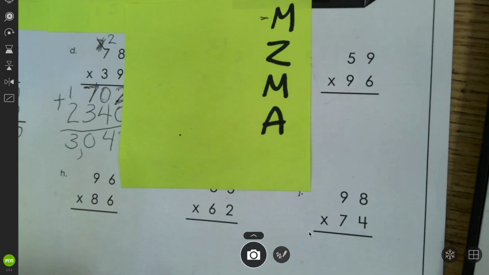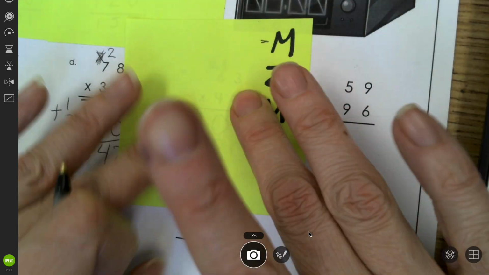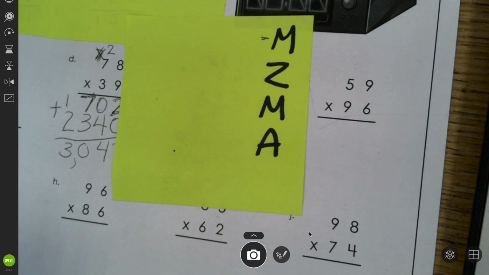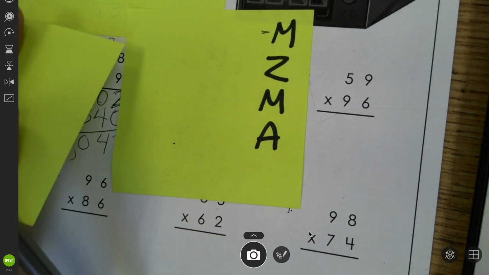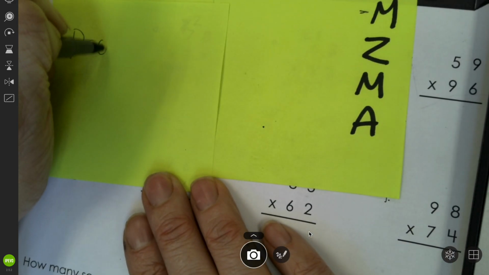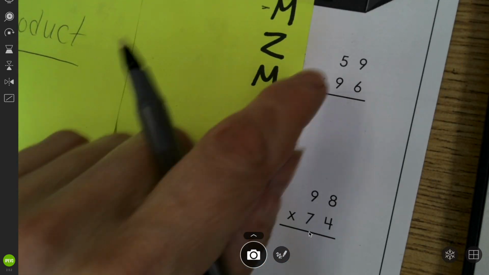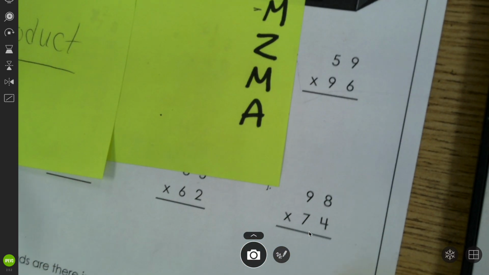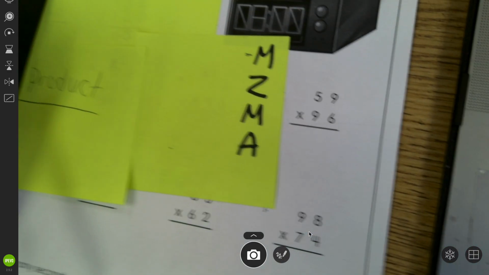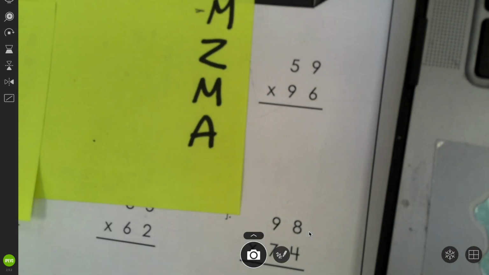59 times 96. And remember, the answers to our multiplication problems, do we remember what it is? It starts with a P. Product. The product. That is the answer. And the numbers that we multiply are our factors, okay? So let's hit it.